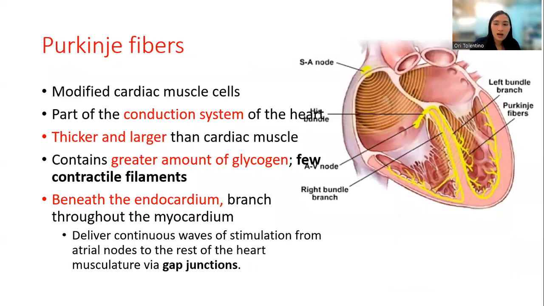In the heart, there are also modified cardiac muscle cells. They are specialized myocardial fibers, and they function as part of the conduction system of your heart. They are thicker and larger than your cardiac muscles, and they look paler because they have more glycogen and few organelles and few myofibrils.